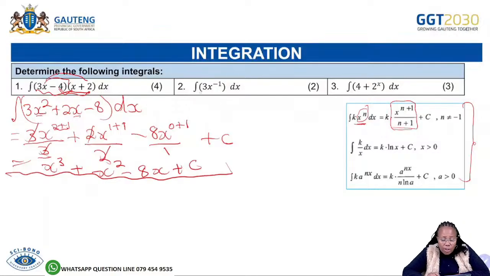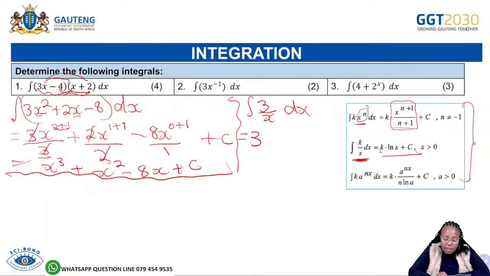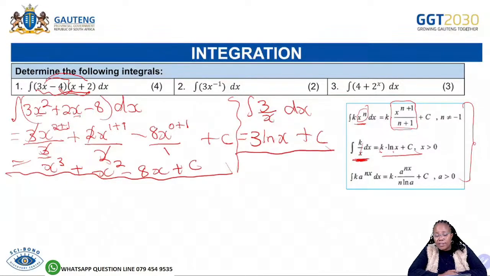For number 2, can you see that? This is the same as the integration of 3 over x, because now they're taking x to the denominator, that is why it's negative 1. So that means it is relating to this rule. The answer will be, you leave the constant value 3, and then this 1 over x will be ln x plus c. Can you see, grade 12? As easy as that.